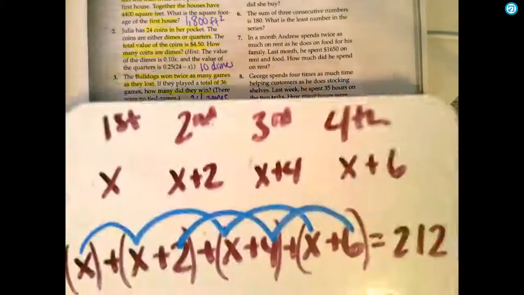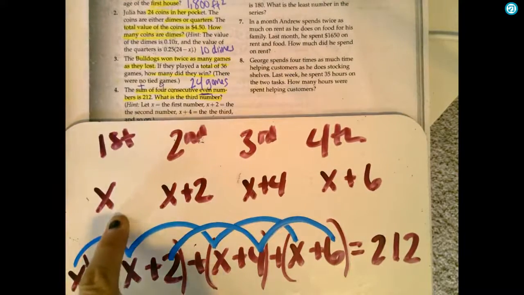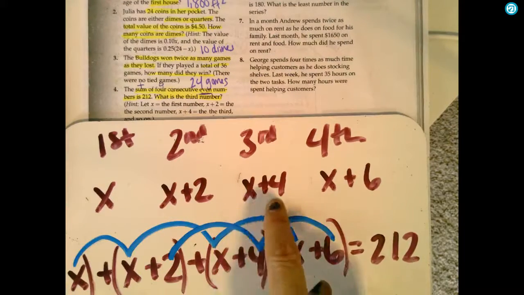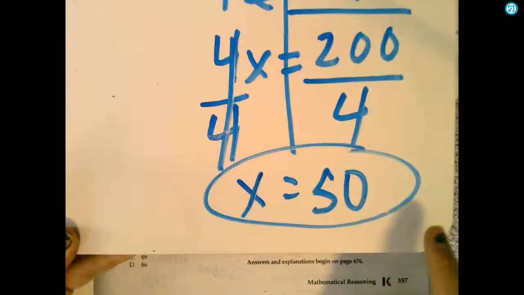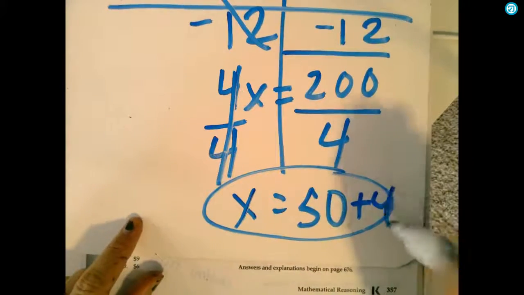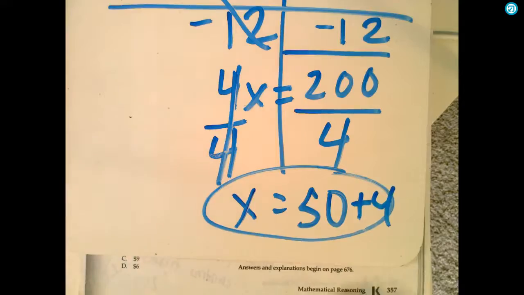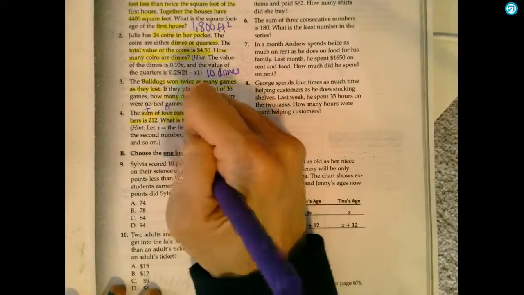They are asking, what is the third number? So when you look at the numbers that we wrote down, the first number is x. The third number is x plus 4. So we solved for x, but now we have to do x plus 4. So the answer is going to be 50 plus 4, which is 54. So the third number is 54.